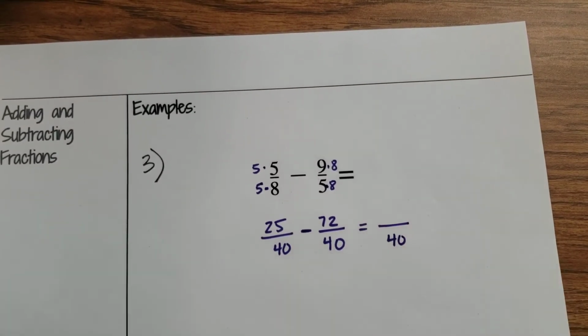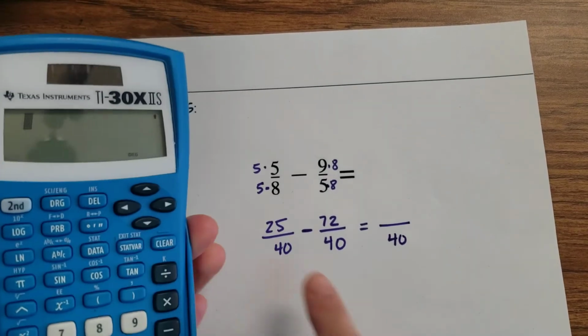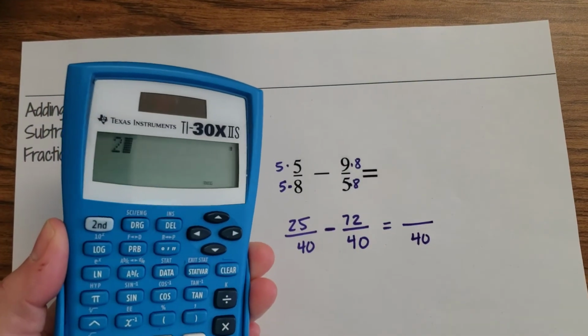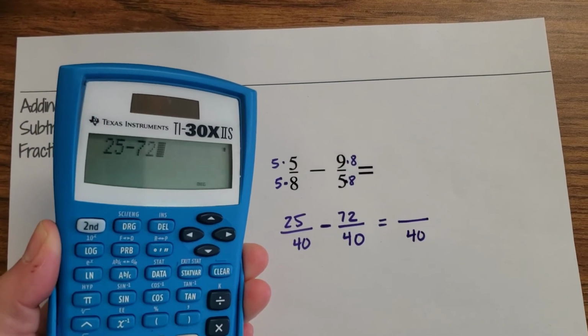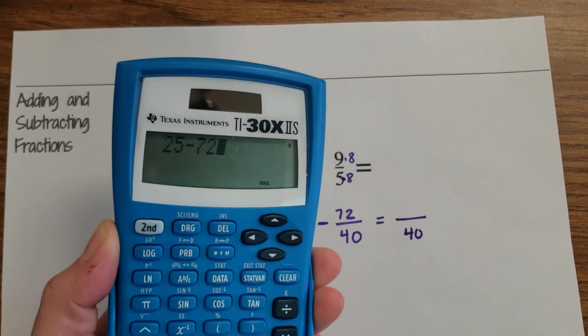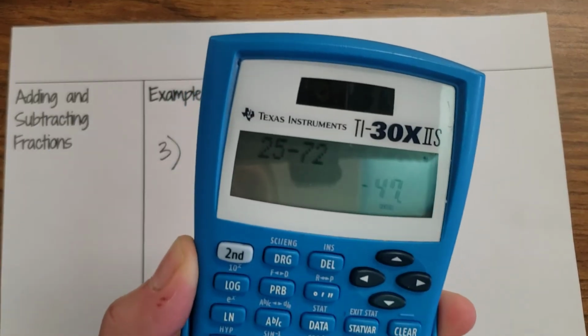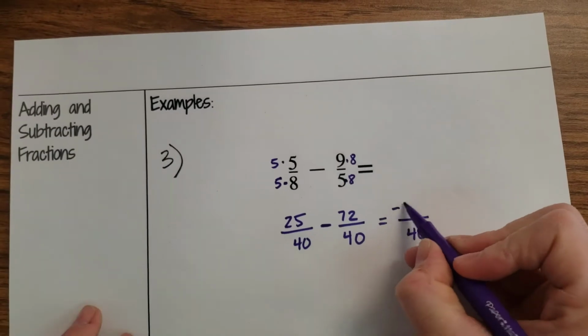We have 40ths. So again, you can use a number line, which this is kind of big for a number line. Grab your calculator, 25 minus 72. Well, we know we're going to be in the negatives. Let's see what we're getting here. Negative 47. All right, negative 47.